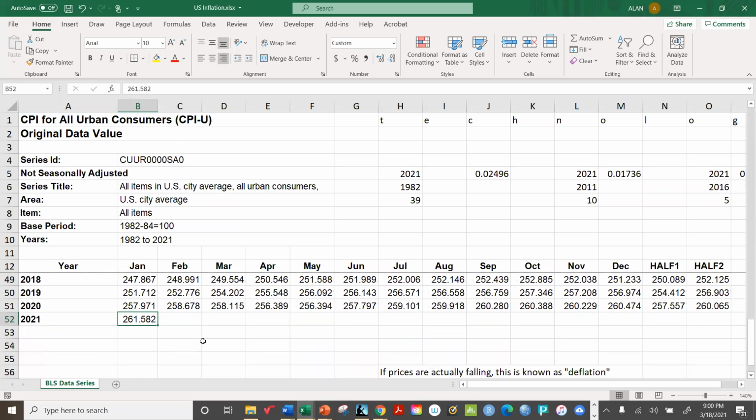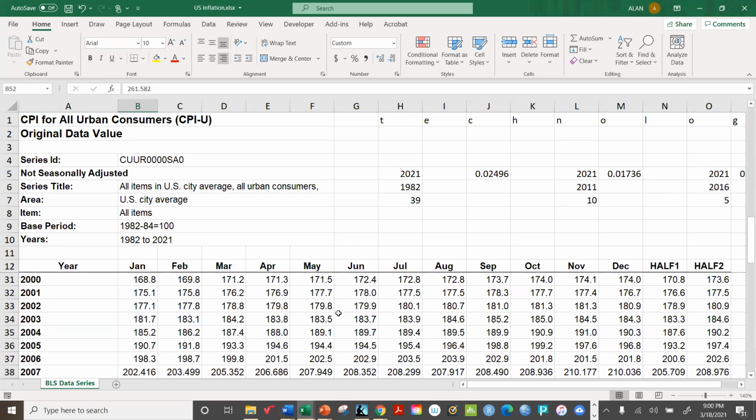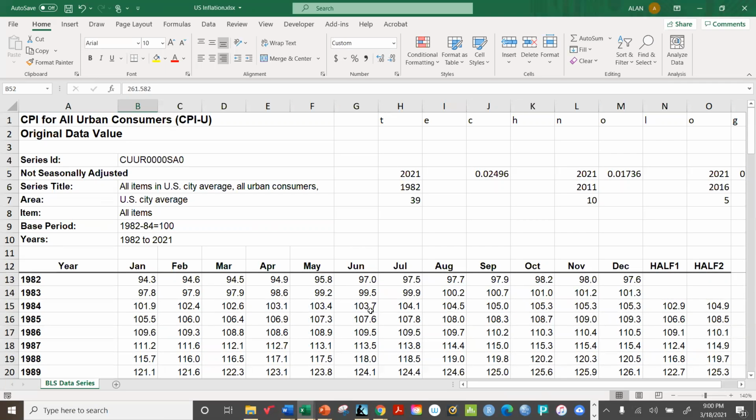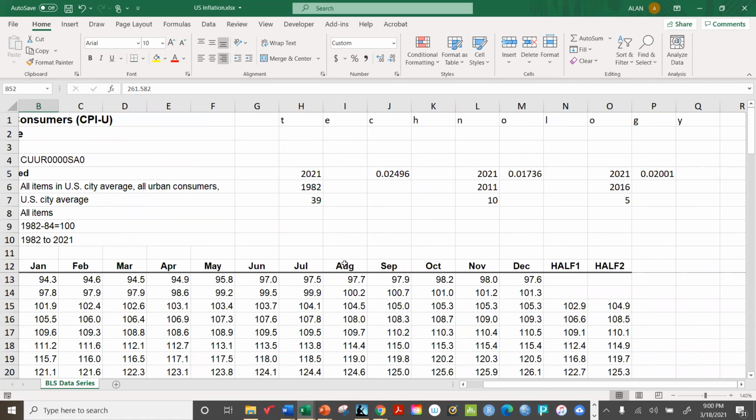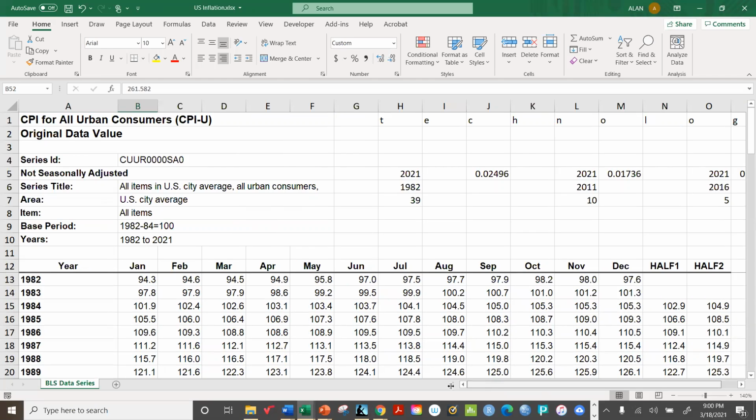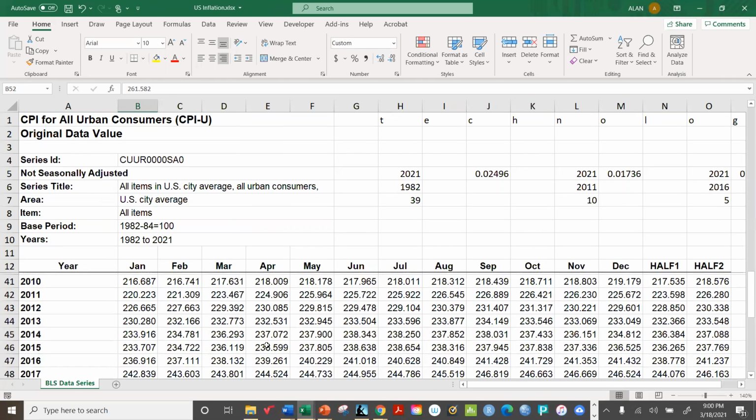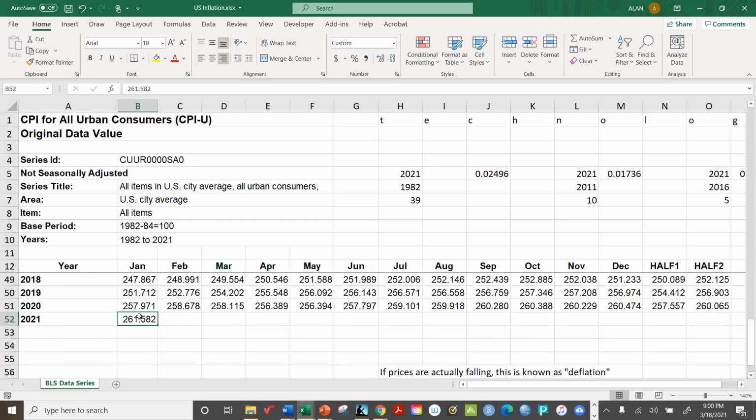It doesn't mean it costs this much to buy the basket. It means that the price of buying the basket, or the cost, is about 2.6 times what it was during the so-called base year. Now that sounds like a big increase, but in reality, that translates to an average price increase of about 2.5% per year. Now, the inflation rate that you hear discussed in the media or in the financial press is nothing but the percentage change in the CPI from one year to the next.